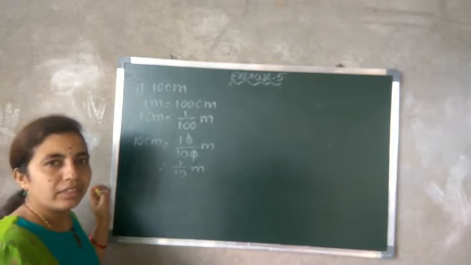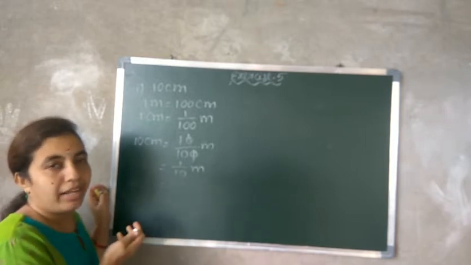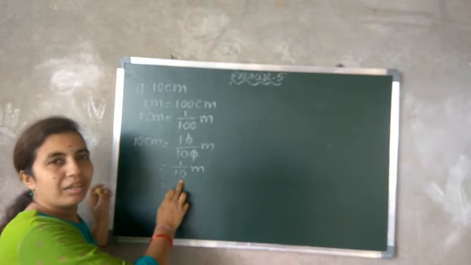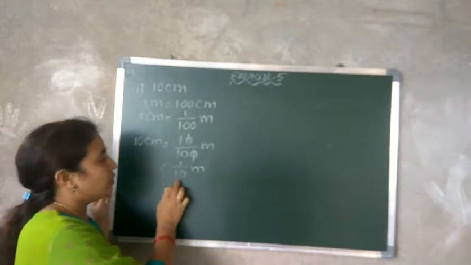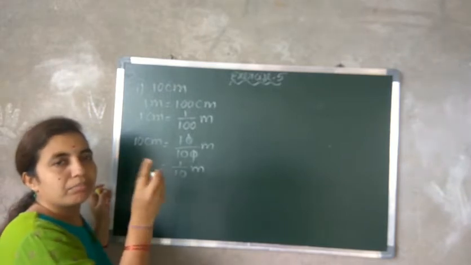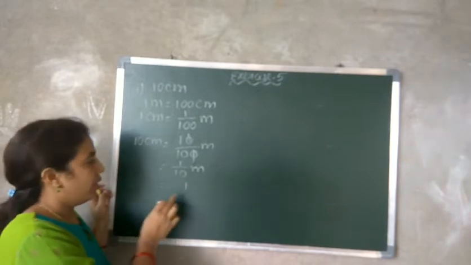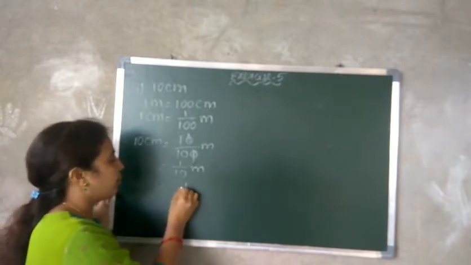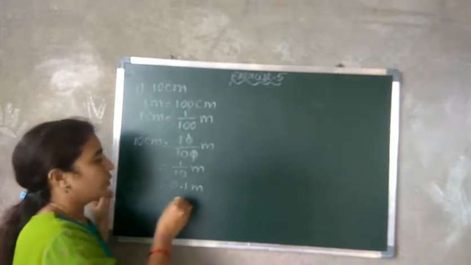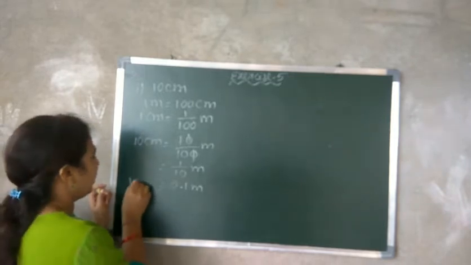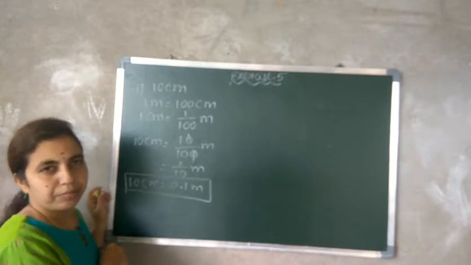I have explained in the expanded form that based on the number of zeros in the denominator, you have to keep the decimal. Here how many zeros? Only 1. That means before 1 digit you have to keep the decimal. Write the numerator as it is, 1, and 1 digit before, keep a point. There are no digits after that, so write 0. So it is 0.1 meters. Therefore 10 centimeters is equal to 0.1 meters.